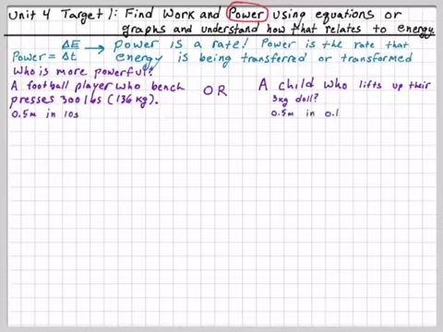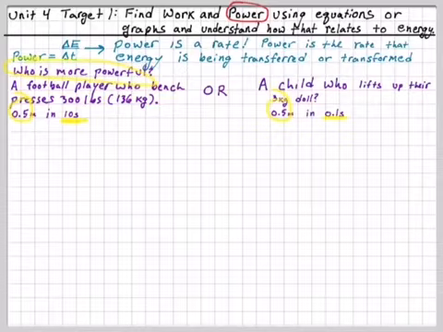Let's say that they both lift their objects upwards 0.5 meters, but because the football player is lifting this very heavy mass, or this very heavy weight, it takes him 10 seconds to lift it up that 0.5 meters. But the child is lifting this much lighter doll, so the child lifts it very quickly, in 0.1 seconds. All of a sudden, this question, who is more powerful, becomes a much more complicated and interesting question.